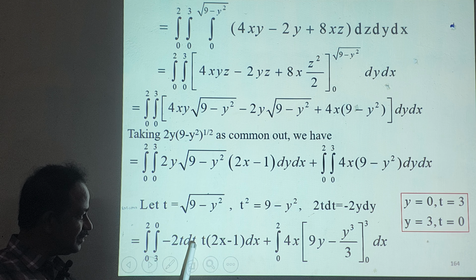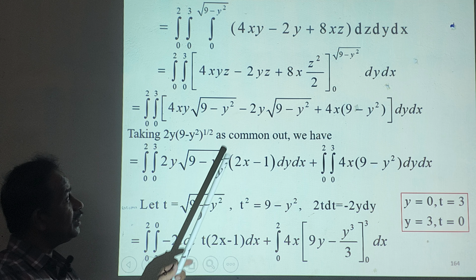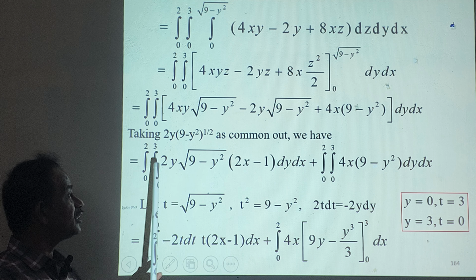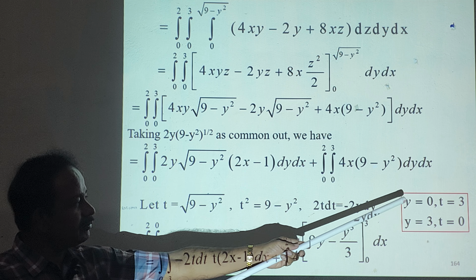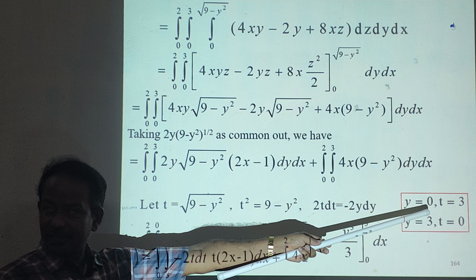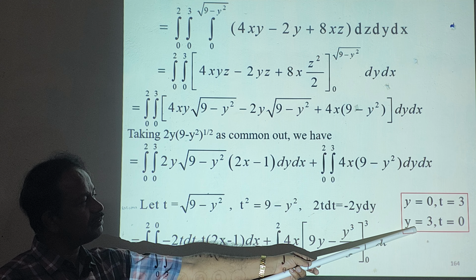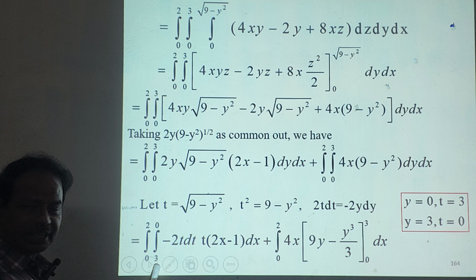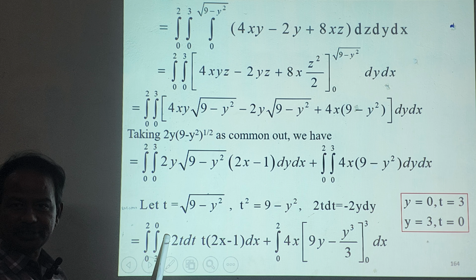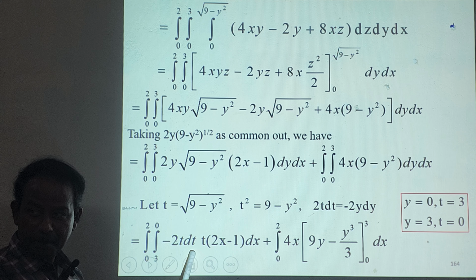See here we have t. Earlier this was with respect to y, 0 to 3. Now you have changed the limit. Wherever you find y equal to 0, t becomes 3. Wherever you find y equal to 3, t becomes 0. So instead of 0, you have to substitute 3, and instead of 3, you substitute 0 here. This is in terms of t.